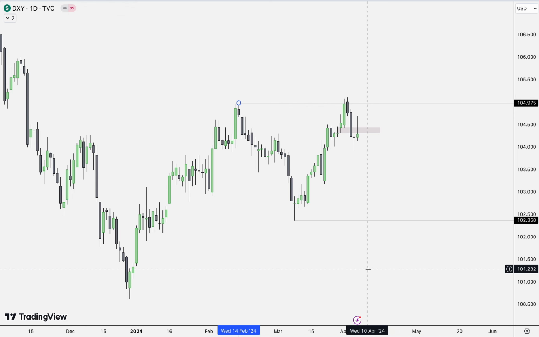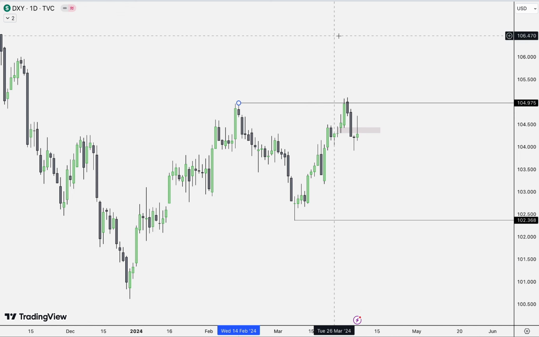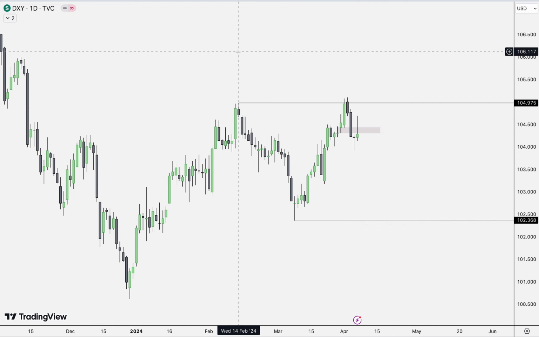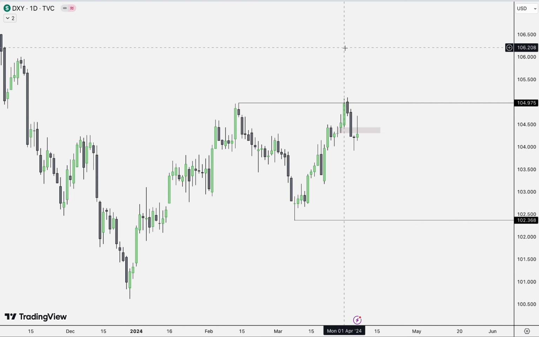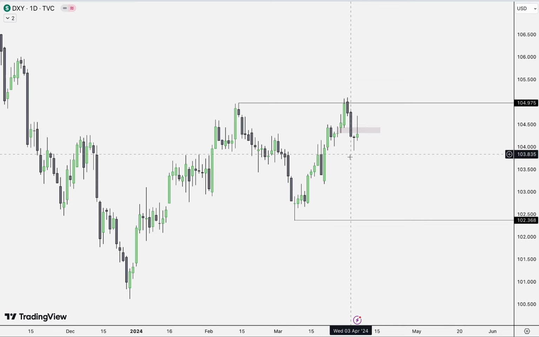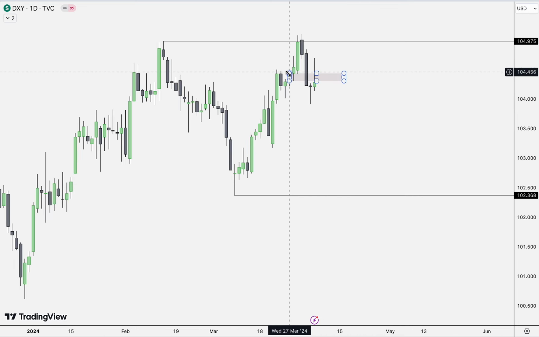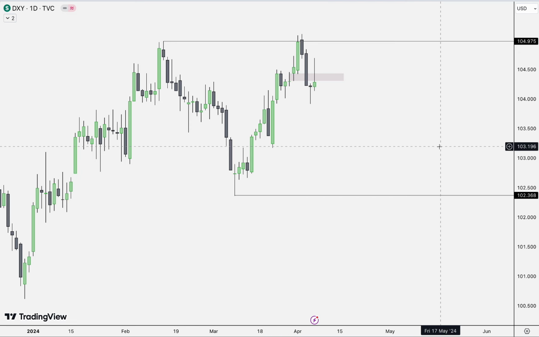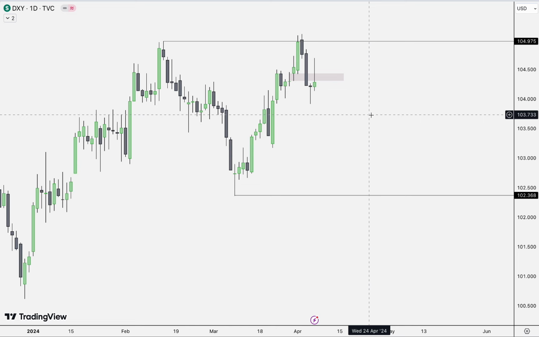So starting with the dollar index as usual, we can see that we managed to take out the previous high over here on Monday of the previous week. Following that, we got a nice rejection off of that level and we managed to close below this gap on the other side of it. So this is giving me some early signs of potential reversal or a pullback. However, it's very early to tell right now.